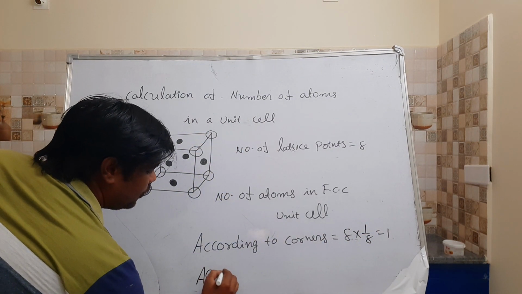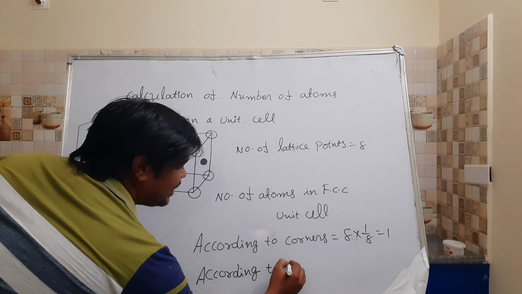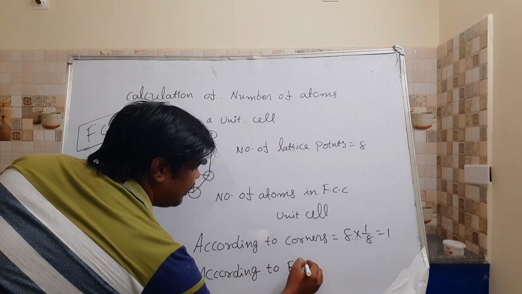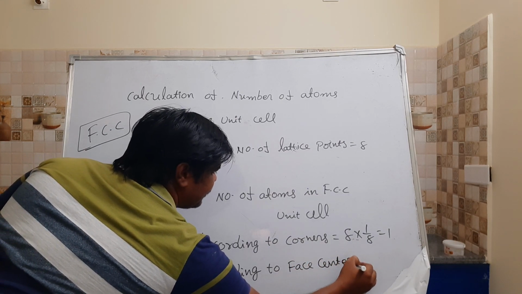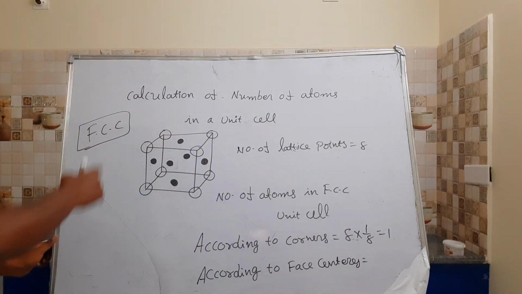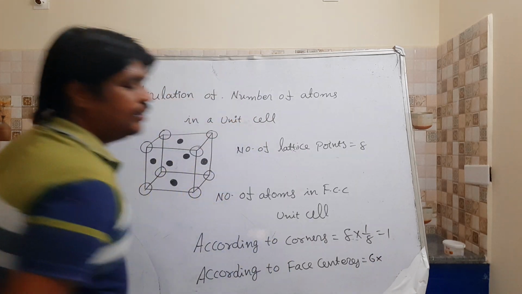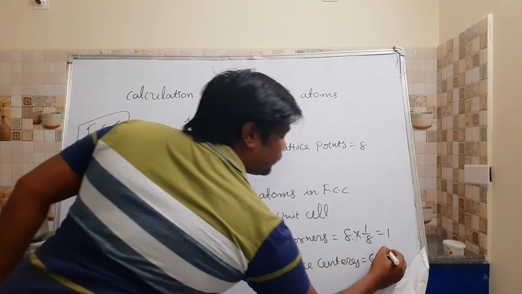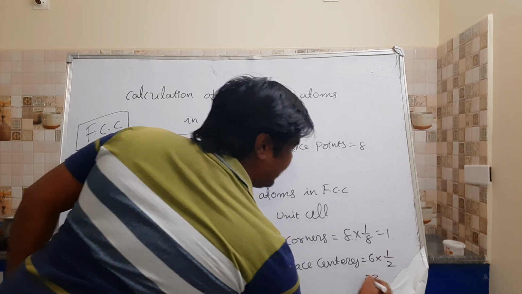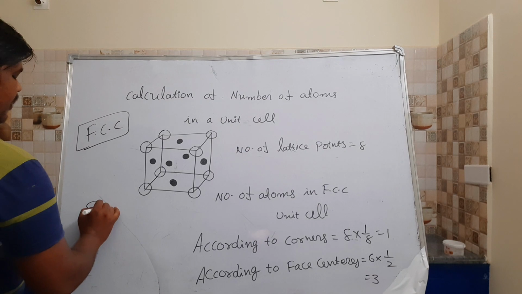According to face centers, how many faces are we having? 6, right? 6 into each contribution of face center is half, 1 by 2, this is 3. That is what? 3.